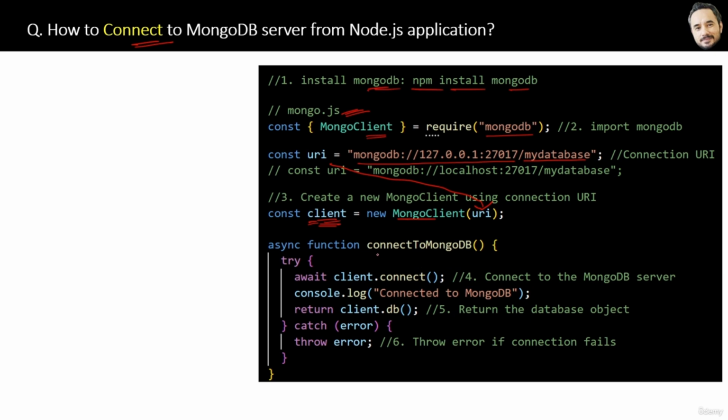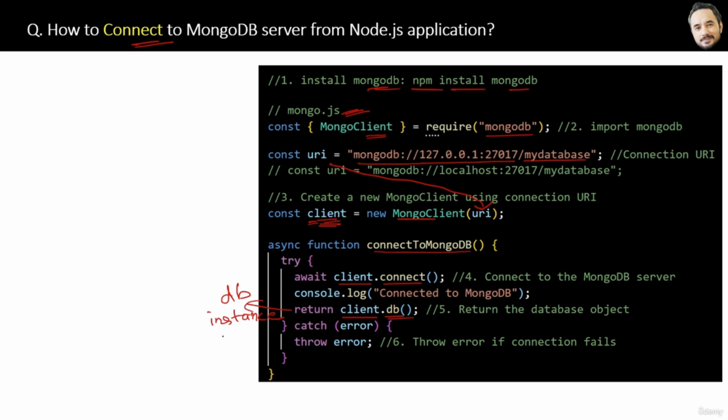First, we will connect to the database. For that, you can create one function, the connect to MongoDB function, and inside this function you will call the connect function of this client object to connect to the MongoDB server and database. So this means now our server is connected. This is the most important thing. Then we call the db function of the client object to get the DB instance of the database. With this DB instance, which we return, we will perform the CRUD operations.